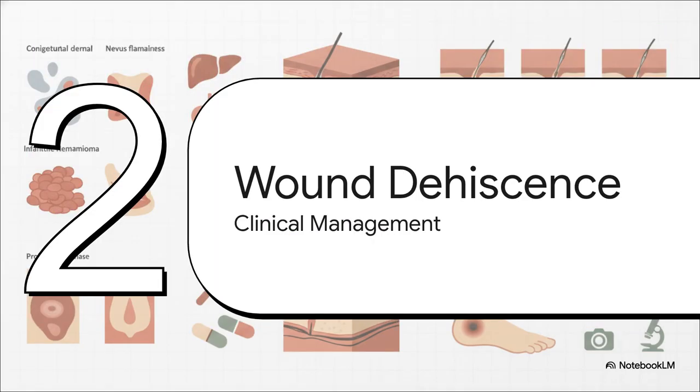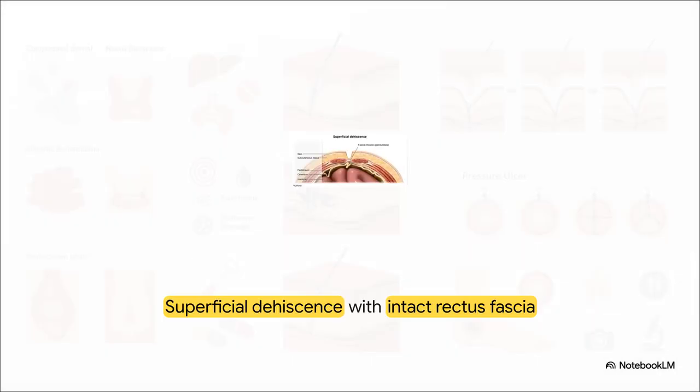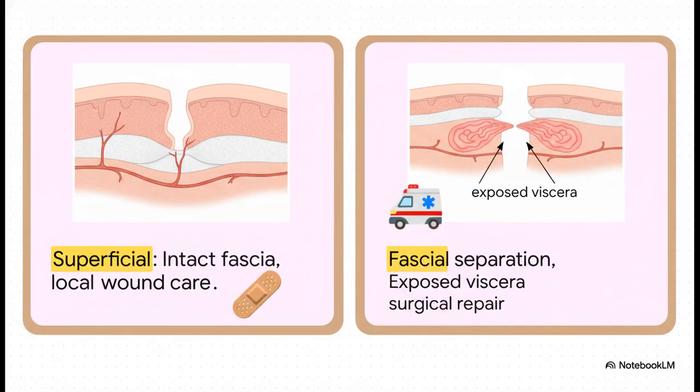Section 5. Wound dehiscence clinical management. In superficial dehiscence, the separation involves the skin and subcutaneous tissue, but as you can visualize, the underlying rectus fascia remains entirely intact. The management logic here is straightforward. Superficial dehiscence presents with that intact fascia and maybe some scant serosanguineous drainage. You manage that conservatively with local wound care. Deep fascial dehiscence, on the other hand, involves true fascial separation and potential exposure of intra-abdominal organs. That is a surgical emergency requiring urgent operative repair.